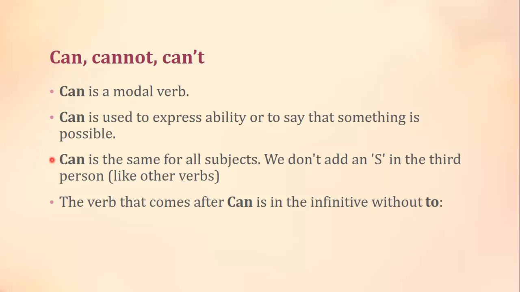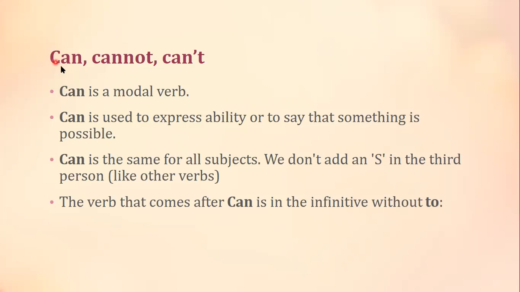Can is a modal verb. Can is used to express ability or to say that something is possible. Can is the same for all subjects. We don't add S in the third person, like other verbs. The verb that comes after can is in the infinitive, so too.